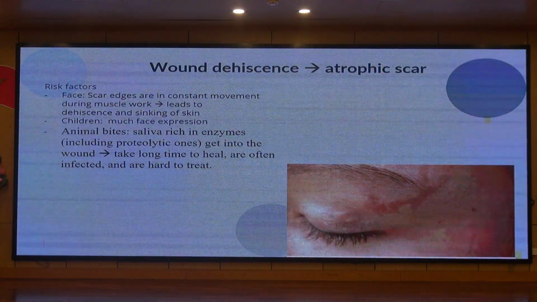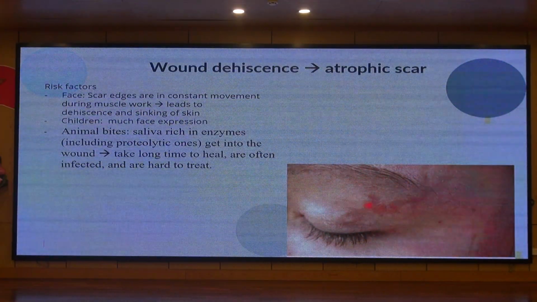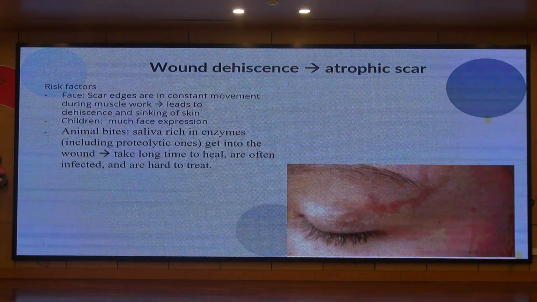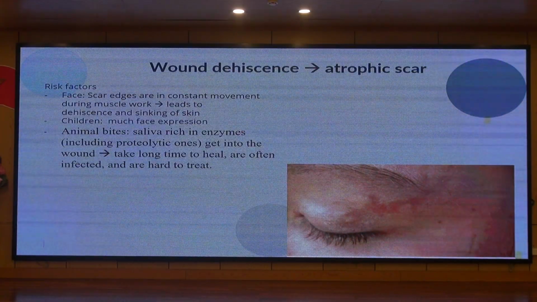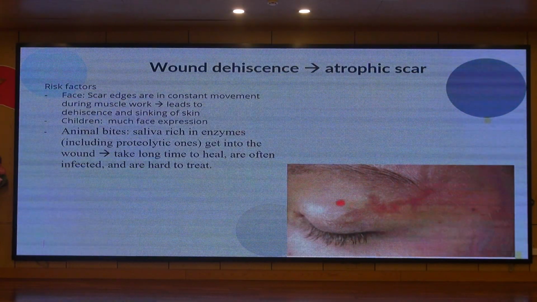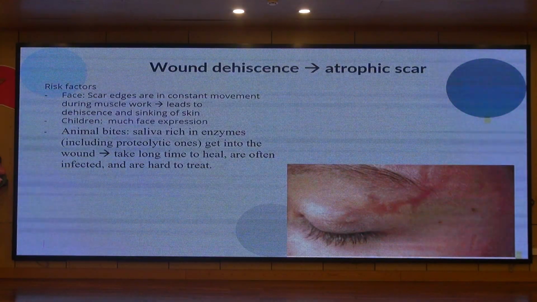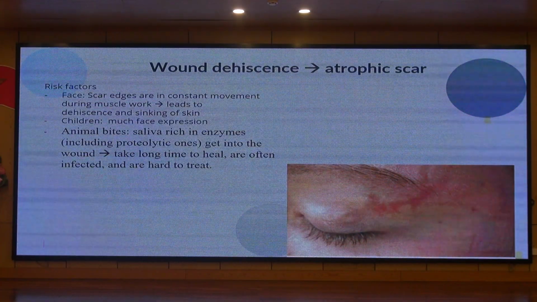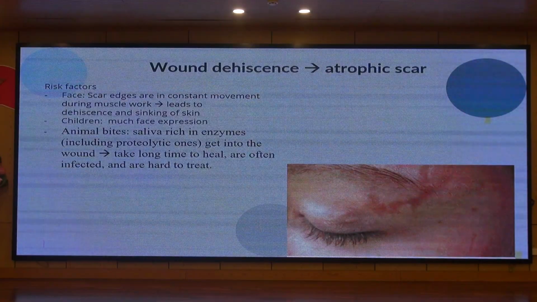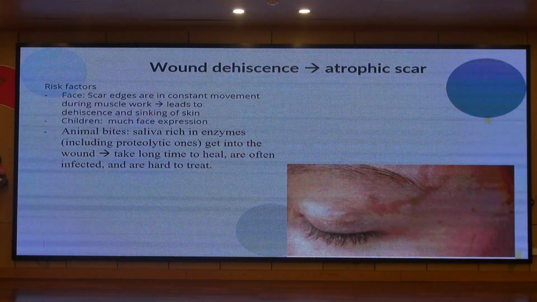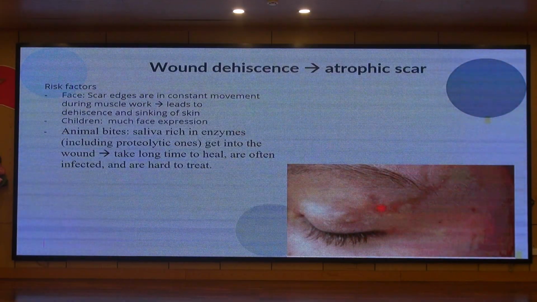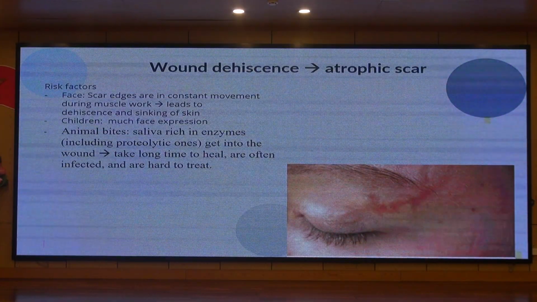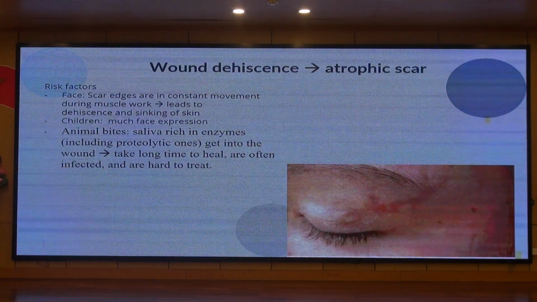Another cause of atrophic scar, which is very difficult to treat, is wound lesion. We often have atrophic scars on the face because the scar edge has constant movement; it moves a lot. Because the face has a lot of muscle, the wound on the scar often gets lesion and sinking into the wound, and it causes an atrophic scar like this. Normally, we see more atrophic scars in children because children have much more facial expression than adults.